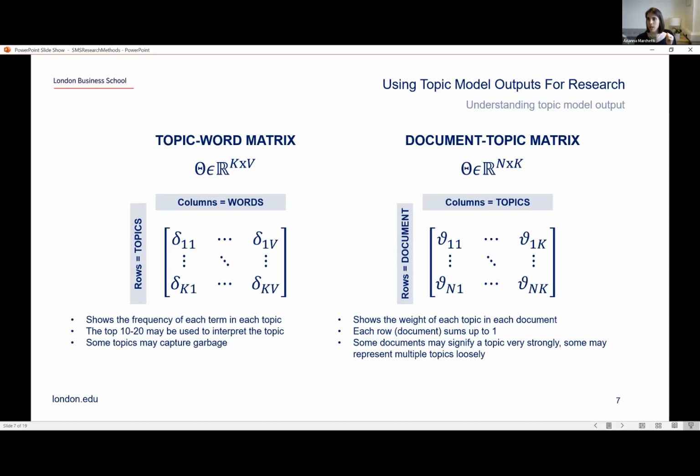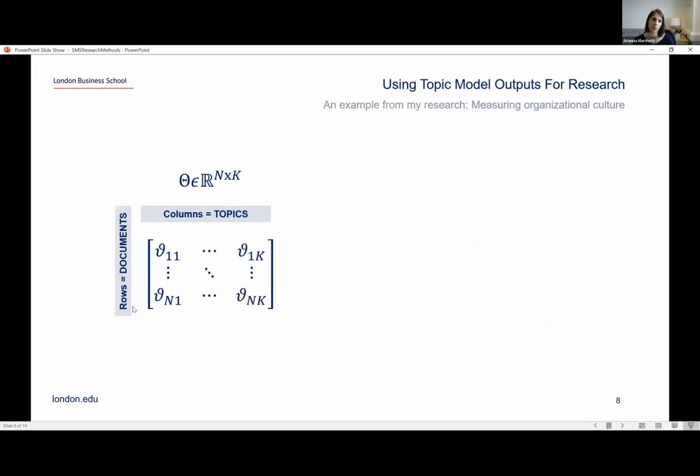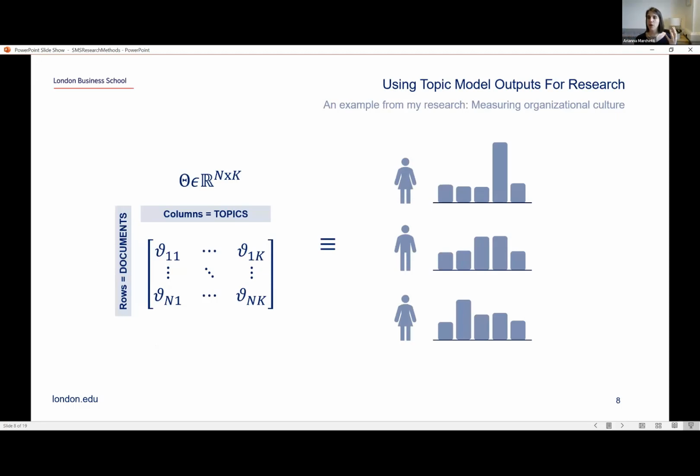So now, just to give you an example on how these two matrices can be used to build variables, I give you an example from my own research on how I use these two to measure culture. So the main matrix I use in my own research is the documents over topics, basically the distribution of every review over the topics, which I think gives me a very nice approximation of a firm where people have a distribution of attention to different topics that characterize the firm. So the thing I do first is to just look at this matrix without interpreting the topics and basically compare the distributions of attention over topics across people.